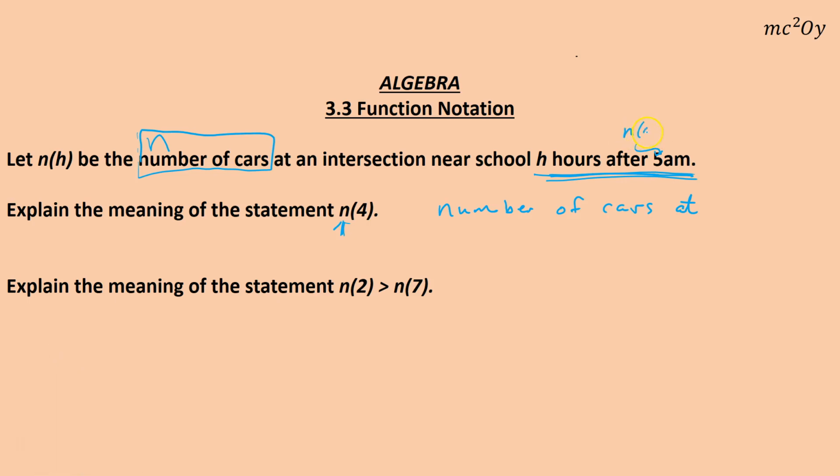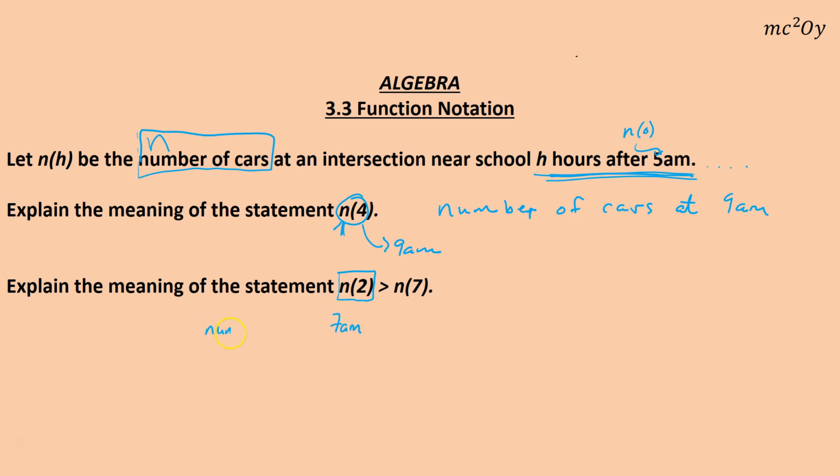Okay, so let's write that so it's legible. That means N of 4 is you add 4 hours to 5 a.m. So 6 a.m., 7 a.m., 8 a.m., 9 a.m. So this would be N of 4 represents 9 a.m. So this would say the number of cars at 9 a.m. And explain the meaning of this statement. Well, N of 2 would mean 2 hours past 5 a.m. So that would be 7 a.m.